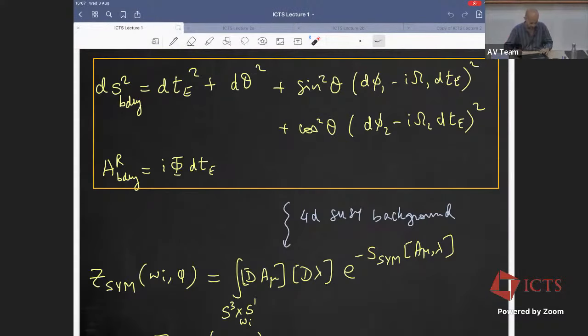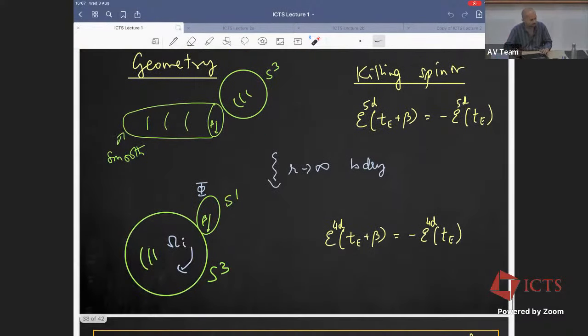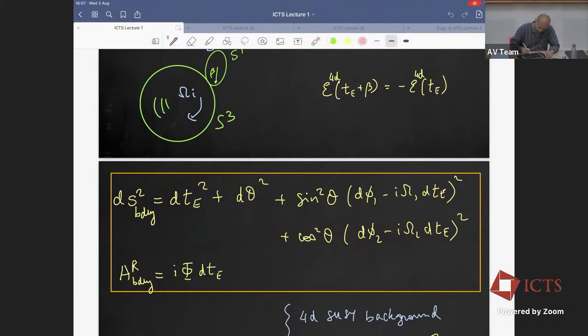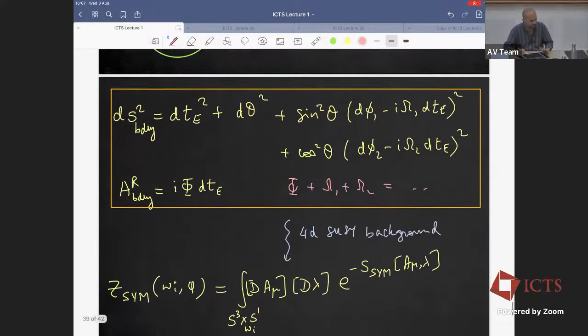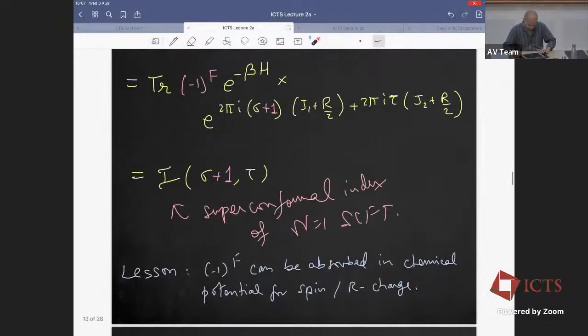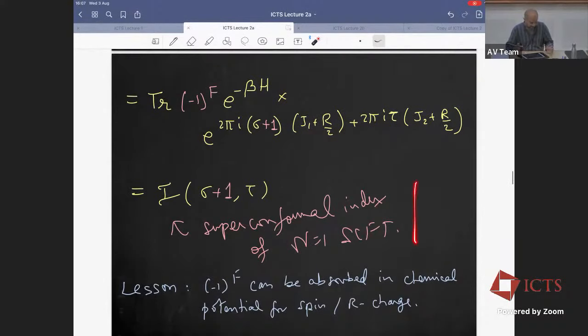Boundary value. Are you saying from the background that you put it on? Yeah. This one. Okay. So phi plus omega 1, whatever it was, plus omega 2, something equals. Right. Okay. So it's because you've put the Yang-Mills theory on this background. You just literally do that. And so you get this. And this is precisely the superconformal index of N=1 super Yang-Mills.